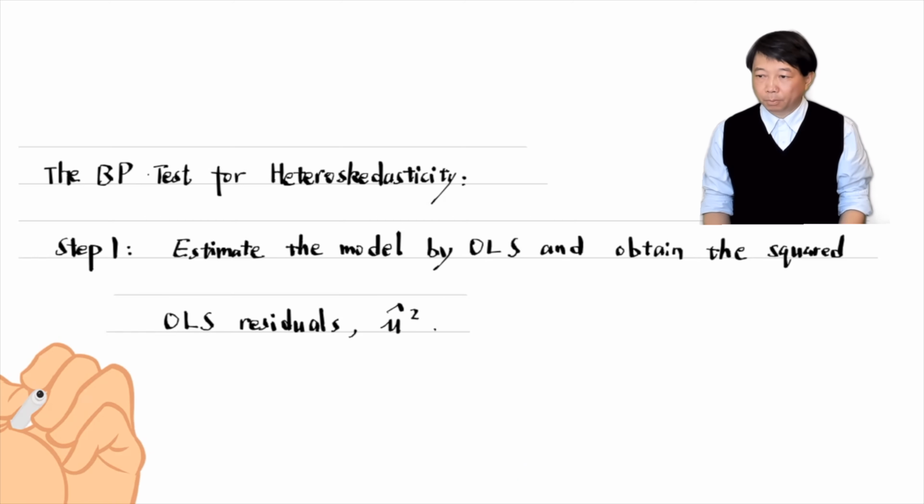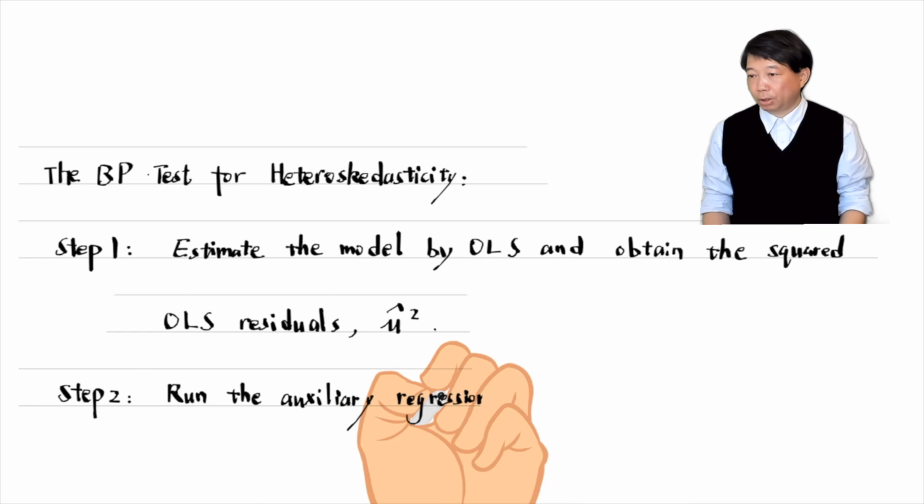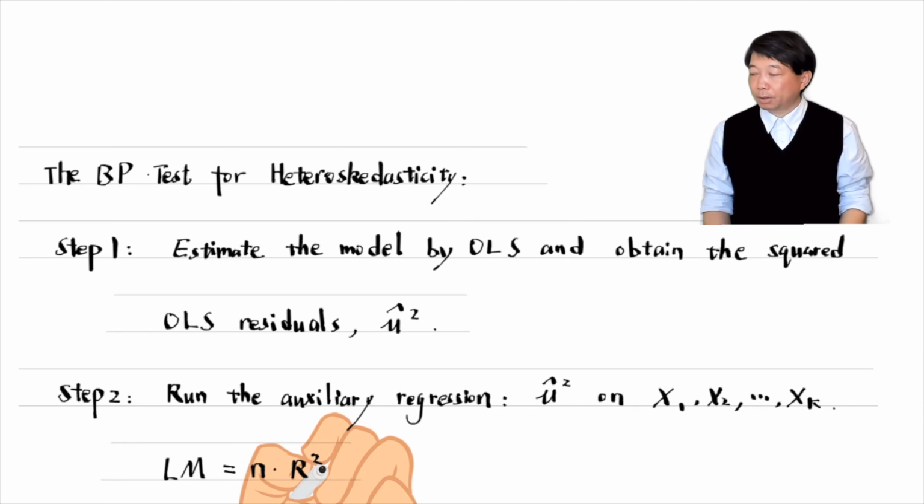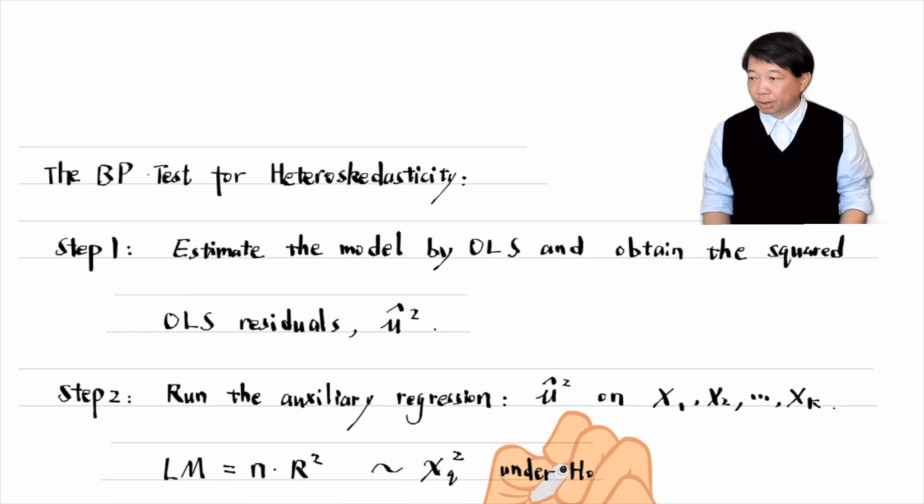In the second step, we run an auxiliary regression. We regress the squared OLS residuals on all the explanatory variables. Then we compute the LM statistic for the joint significance of the explanatory variables. The LM statistic equals the sample size times the R squared from the auxiliary regression. Under the null hypothesis, the LM statistic is asymptotically distributed as a chi-squared distribution.